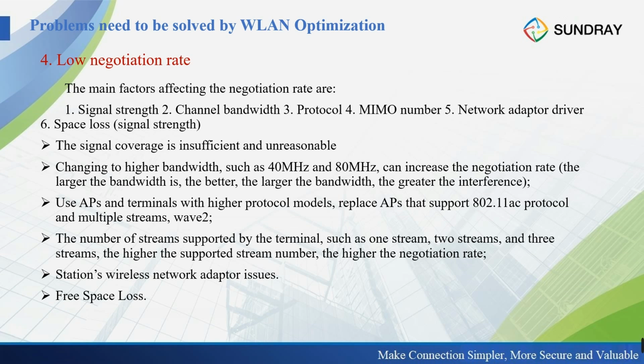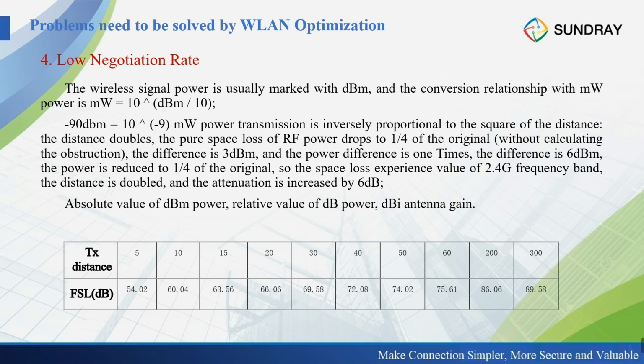and also the space loss. We call that signal strength. Regarding low negotiation rates, what we consider about this free space loss, for this one we just need a basic understanding: at 100 meters, 80 dB of signal will be lost, and at 200 meters, 86 dB will be lost. Here's a 60 dB rule. I think we already talked about this rule in our first or second slide.